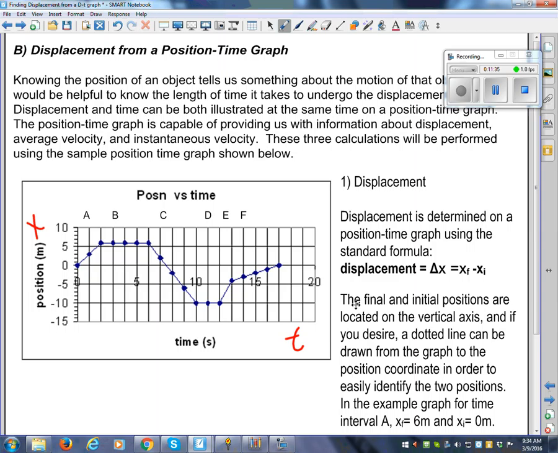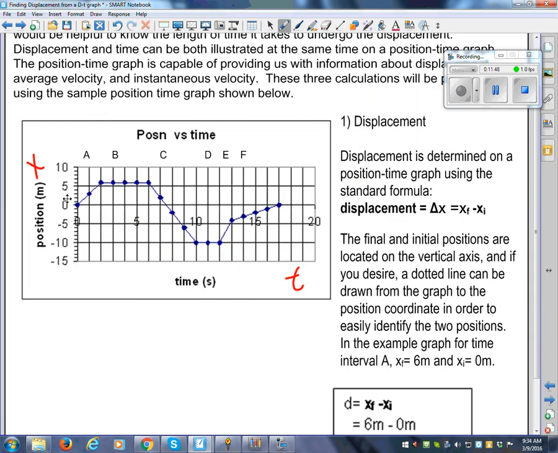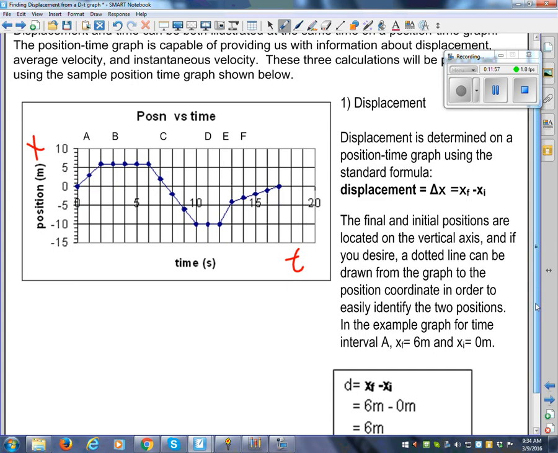The final and initial positions are located on the vertical axis. This one right here, vertical. And if you desire, a dotted line can be drawn from the graph to the position coordinate in order to easily identify the two positions. If you need to draw a little dotted line across, you go right ahead. In the example graph for time interval A, delta x, or xf is 6 and xi is 0.